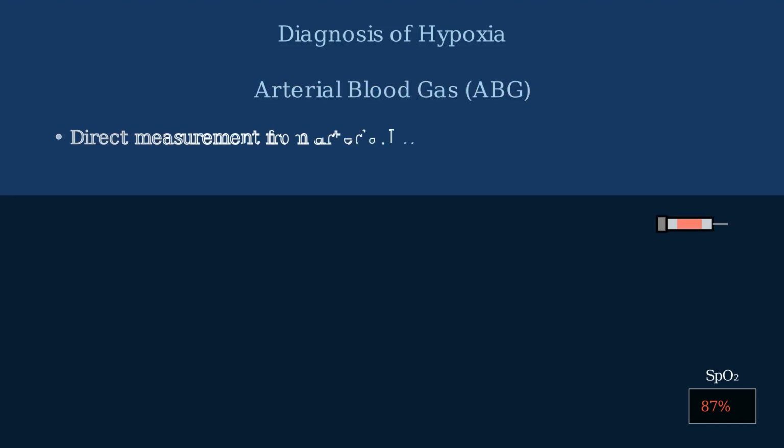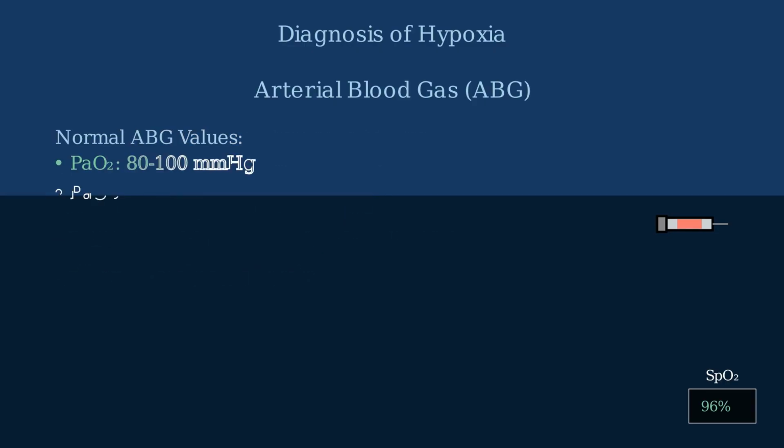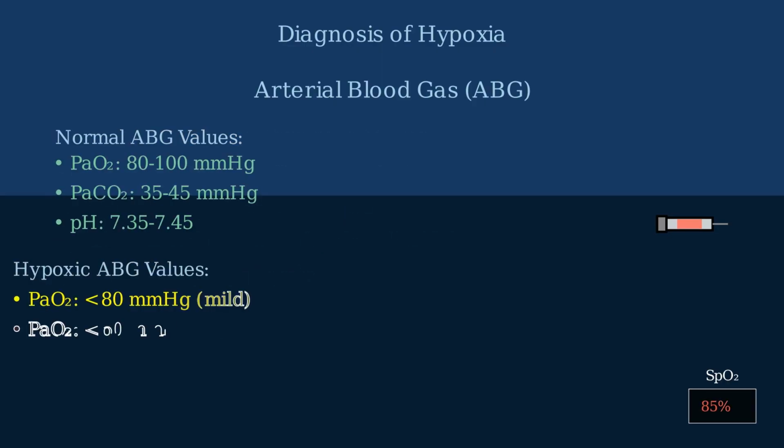Arterial blood gas testing is a more invasive but highly accurate diagnostic method. It involves drawing blood from an artery, typically in the wrist, to directly measure oxygen and carbon dioxide levels. Normal arterial oxygen pressure, or PaO2, ranges from 80 to 100 millimeters of mercury. In hypoxia, PaO2 falls below 80, with levels under 60 indicating moderate hypoxia and below 40 representing severe hypoxia requiring immediate intervention.